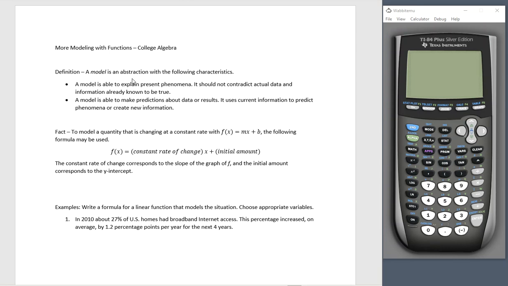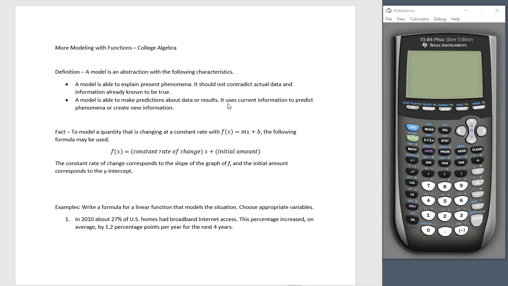A model is an abstraction with the following characteristics. First of all, a model is able to explain present phenomena, so what's going on right now or over the period of study. It should not contradict actual data and information already known to be true, right? So it shouldn't say in 2020 there were absolutely no humans on the earth, because we know for a fact there's over 8.5 million.